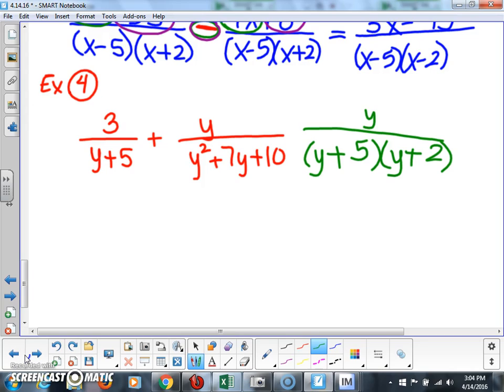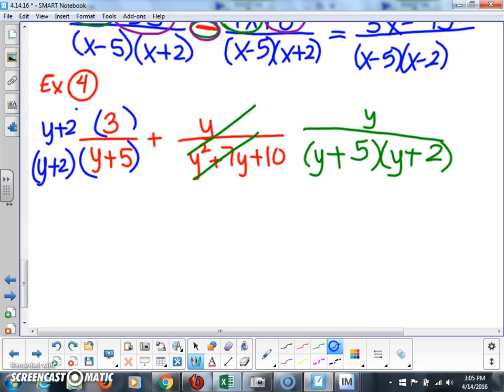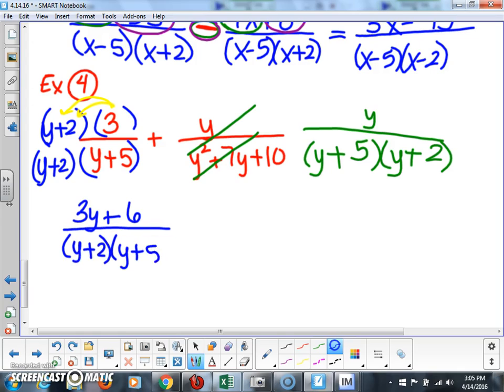Okay, so now that I have this as my fraction, can you see what they have in common? Yes. Okay, they have the y plus 5 in common, right? So what would I need to do to multiply? We're going to multiply times y plus 2. Okay, and you're going to still distribute to each of the terms. What is 3 times y? 3 times 2? 6. I'm going to leave y plus 2 and y plus 5 on the bottom, plus y over y plus 5 and y plus 2.